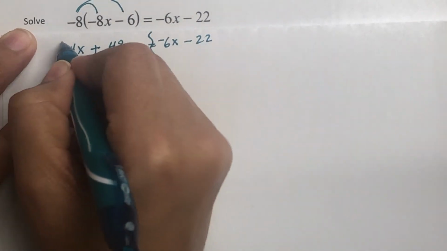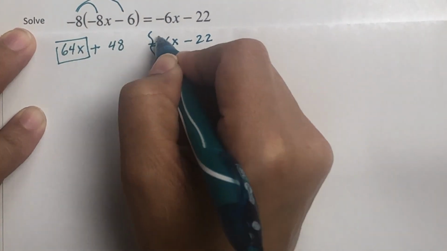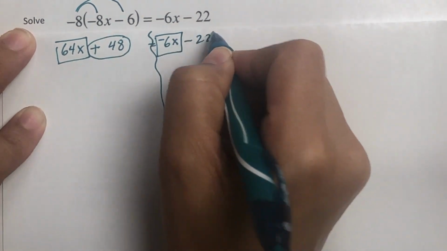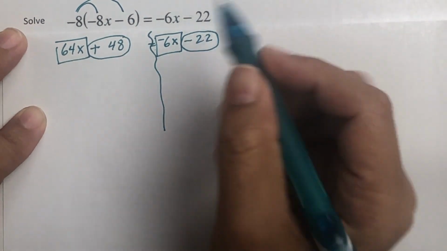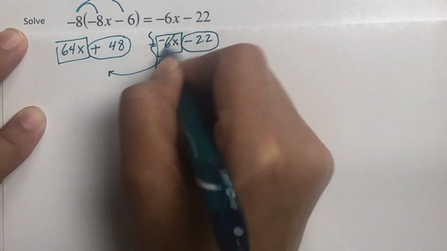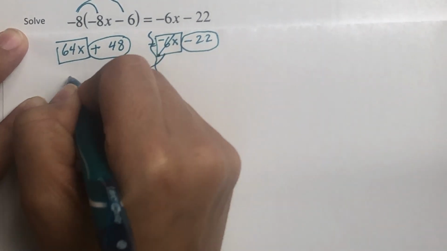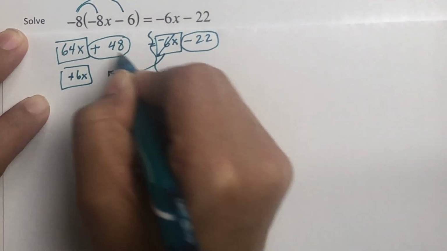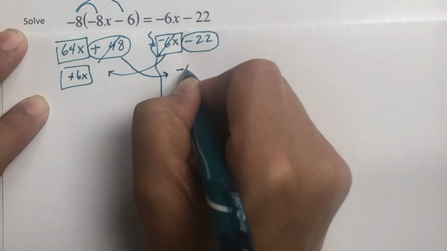Then I want to see boxes and circles. So boxes with my variables. Do not forget the symbols in front of them. Circles with my numbers. And then you're going to move boxes to one side. So here's a box. I'm going to move it to this side. It's going to turn from negative 6x to positive 6x. And move the circle to the other side. It's going to turn from positive 48 to negative 48.